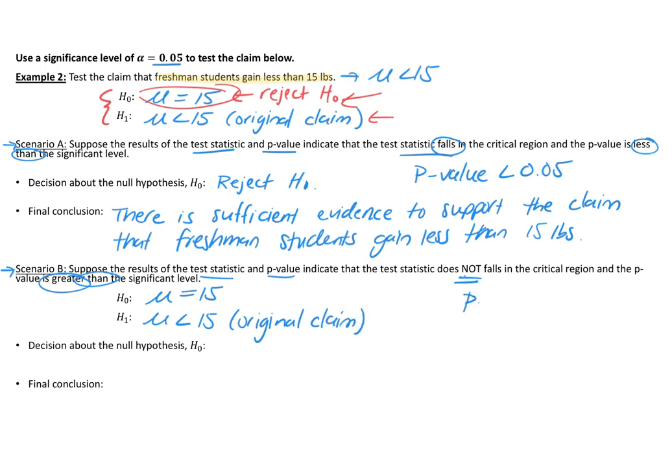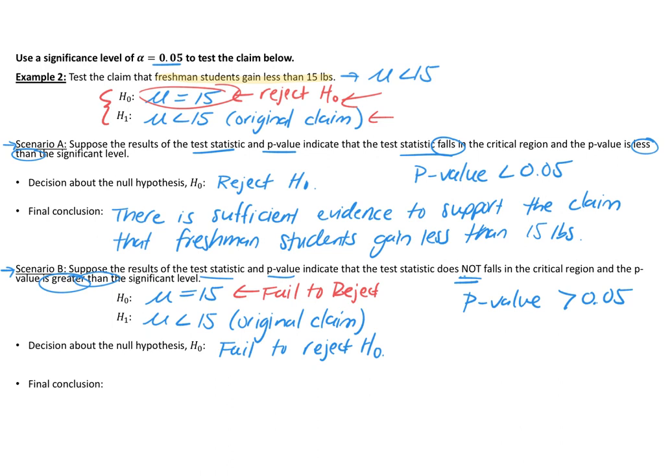I'm going to use the p-value method here. So in this scenario B, we say that the p-value this time is greater than the significance level. So anytime that happens, then the decision that we make about the null hypothesis is we fail to reject. So fail to reject the null hypothesis. Okay, what does that mean? That means that up here we fail to reject that the mean weight gain is 15 pounds. So that means that there is a chance that it's 15 pounds. It's just that our data does not support that mu is less than 15 pounds.